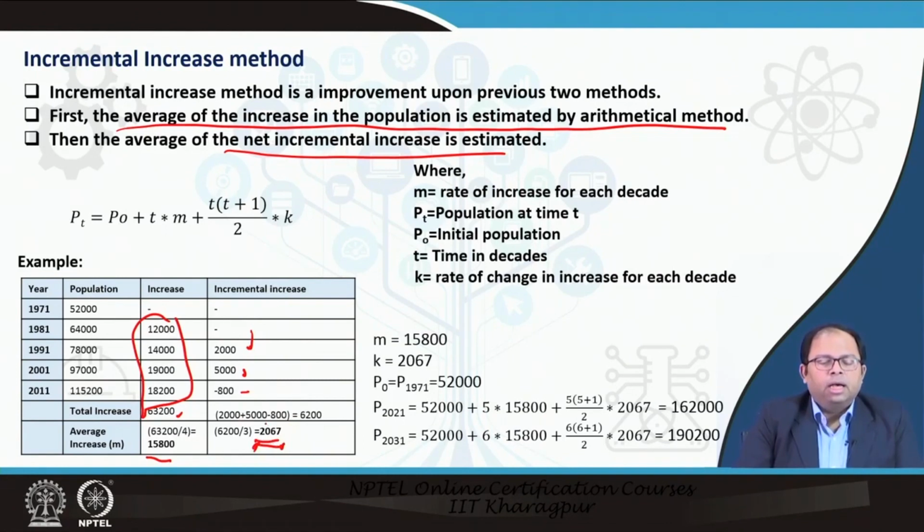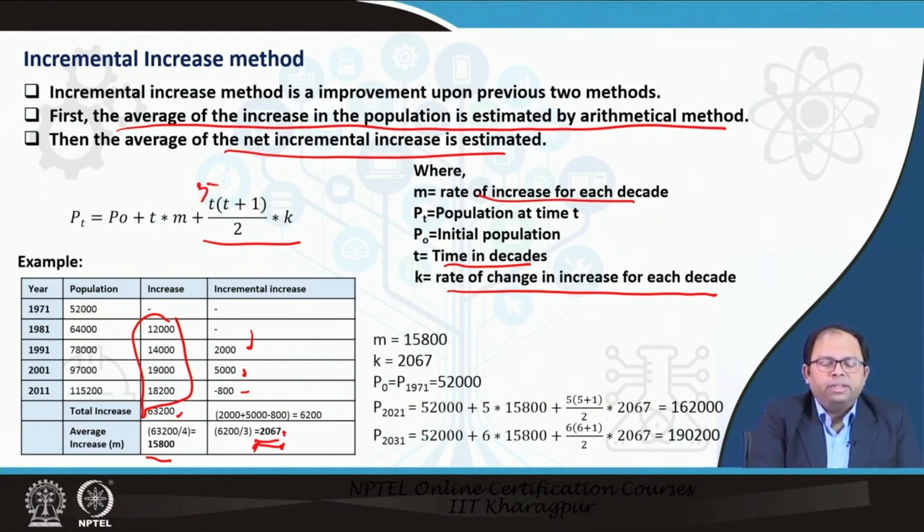Now, we estimate the total population at time t by taking the initial population, and then we have 2 components. The first is t into m, where we multiply the time in decades into the rate of increase for each decade. This is similar to arithmetic. Then we add another component where we multiply k, which is the rate of change in increase for each decade, into t into t plus 1 divided by 2. So, this is based on the number of time periods we are estimating for. If there are 3 time periods, then 3 into 4 divided by 2, so that is 6.